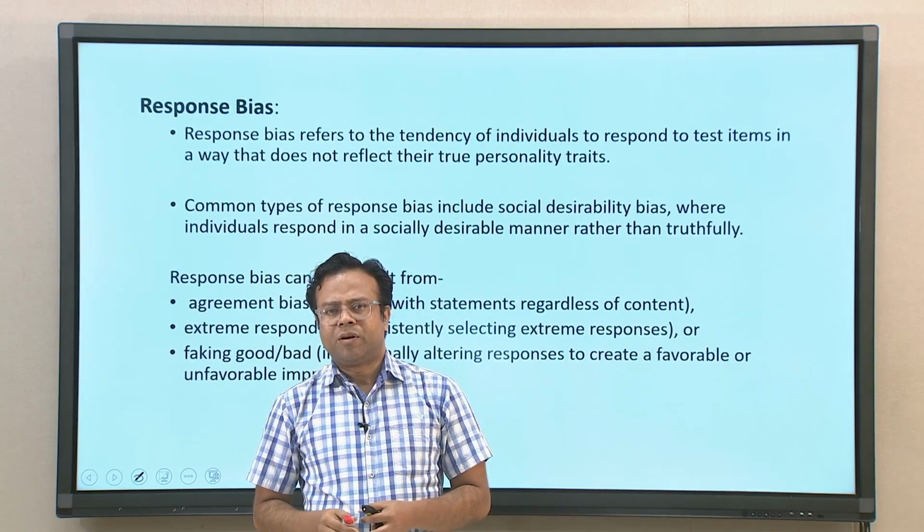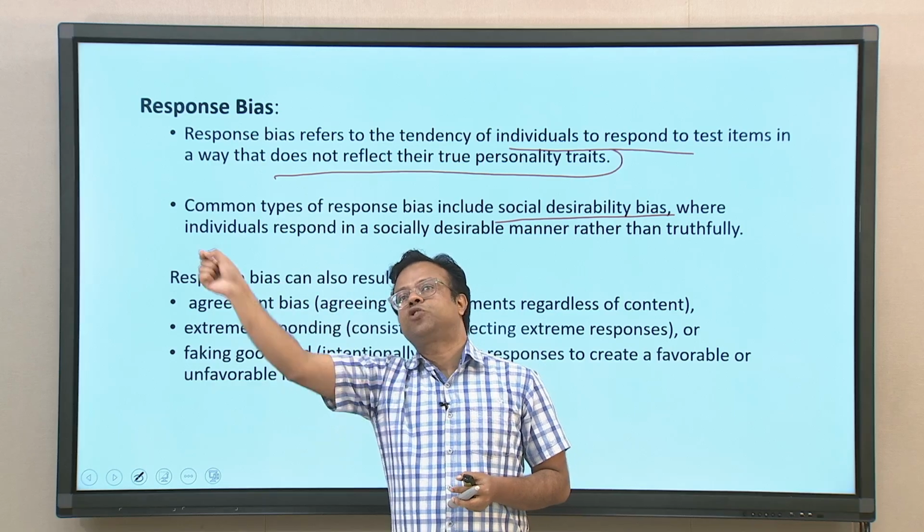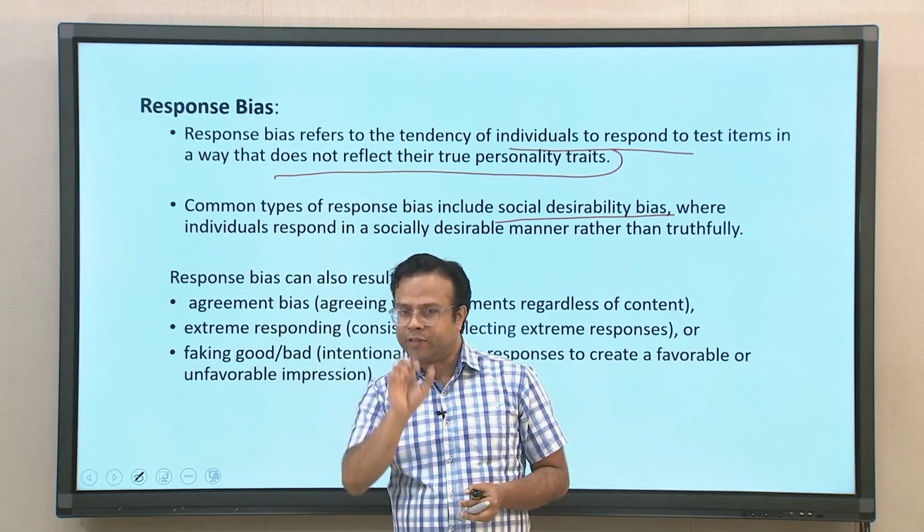Now, the last one is response bias. People can give biased responses to a lot of these tests, which can give an inaccurate result. It refers to the tendency of individuals to respond to test items in a way that does not reflect their true personality traits. So, they are not truly reflecting in the response, they are giving responses in a certain biased way. A common type of response bias is social desirability bias. That means you are putting yourself in a positive light, responding in such a way that you look better. So, let us say somebody is measuring self esteem items, you are giving very high scores to self esteem, which may not be true for you, then it is a response bias.